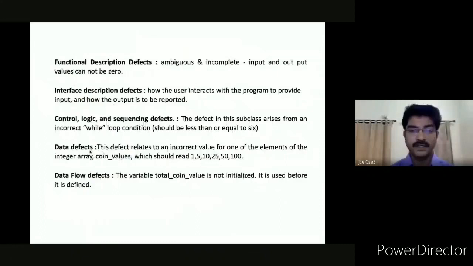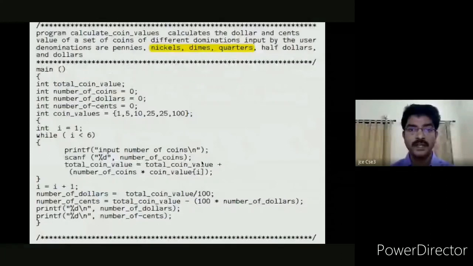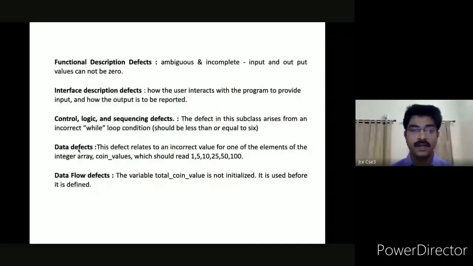And data defects: here, the data which is given is wrong. I told you, I'm getting 6 different denominations: pennies, nickels, dimes, quarters, half dollars, and dollars. One cent is called a penny, 5 cents is called a nickel, 10 cents is a dime, and then 25 is quarters. Half dollars is 50, but instead of 50 it is given 25. So it comes under data defects. And data flow defects: the variable total coin value is not initialized. It is used before it is defined.